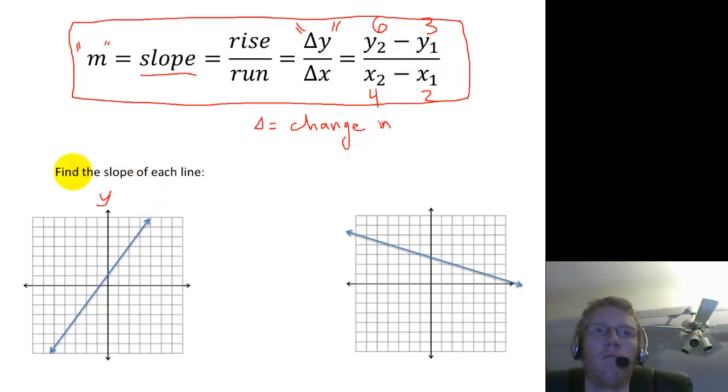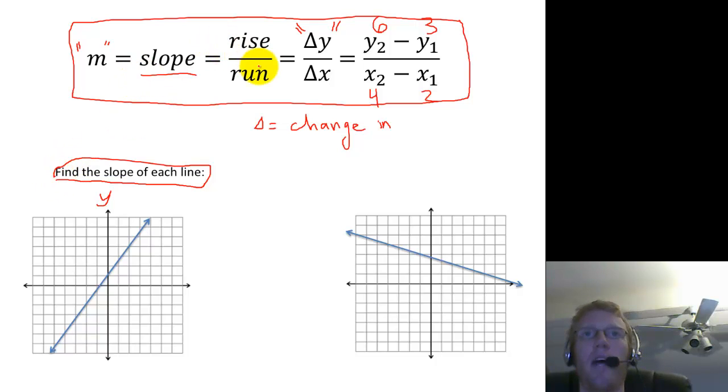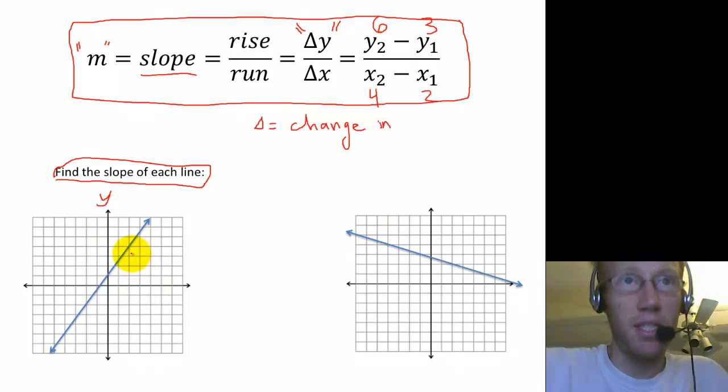Okay, so find the slope of each line. Let's see if we can apply this idea of rise over run to a graph. So we can draw what's called a slope triangle. So to get from one point to the next, we can draw a triangle and see how much did we actually go up and how much did we actually go over. But it's really important when you're doing this that you're able to accurately identify the points. So you have to find some points on the graph that are nice whole numbers. And that's not always as easy as it seems.